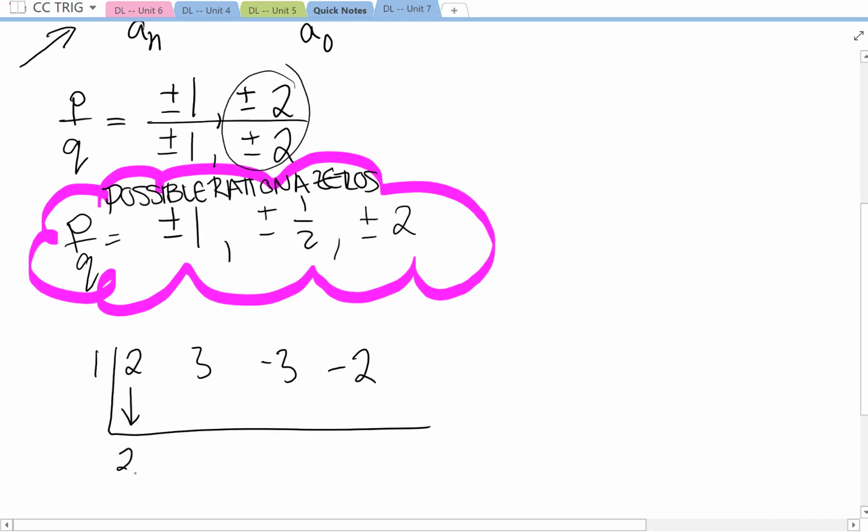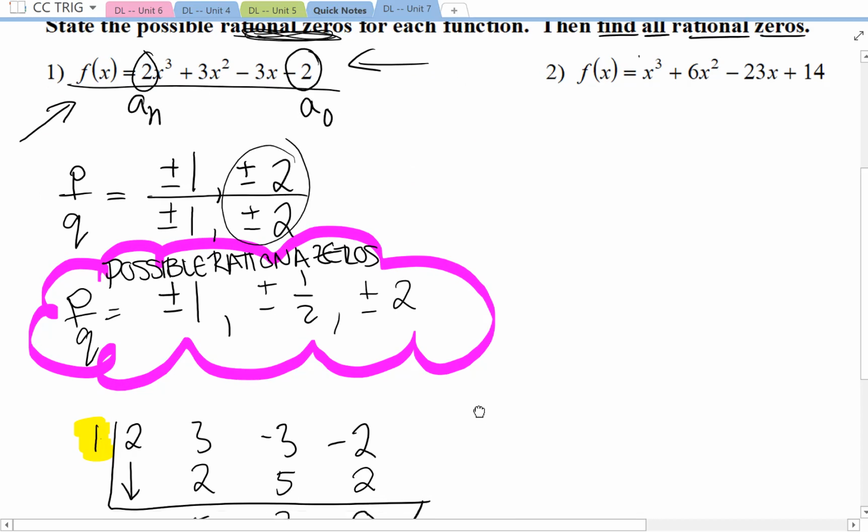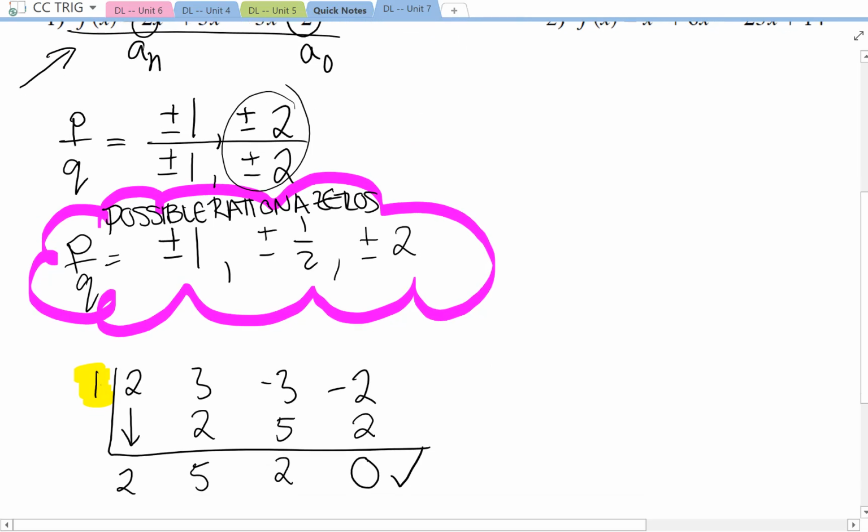Drop the first one like dominoes. 2 times 1 is 2. 3 plus 2 is 5. 5 times 1 is 5. 5 plus negative 3 is 2. 2 times 1 is 2. Plus negative 2 is 0. Wow, ding, ding, ding. We got one on our first try. So 1 is an answer to this polynomial. It's a 0. It's a root to this polynomial.